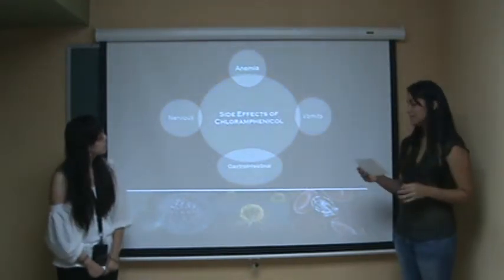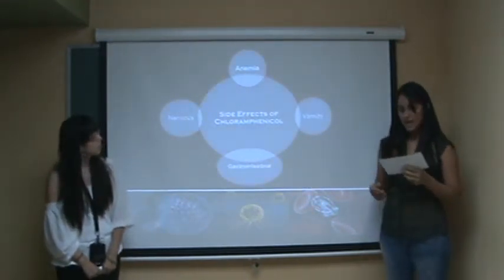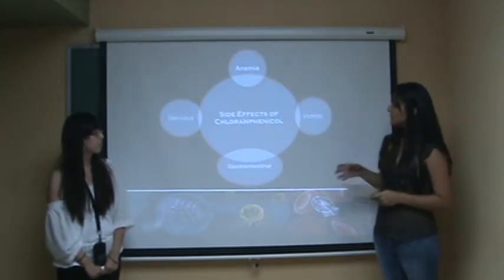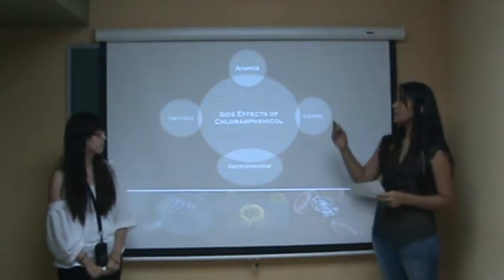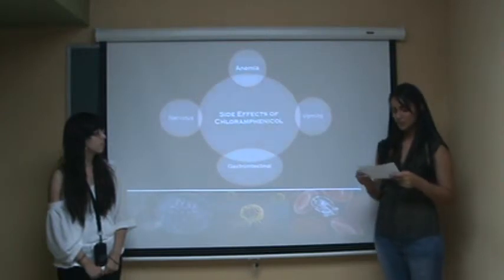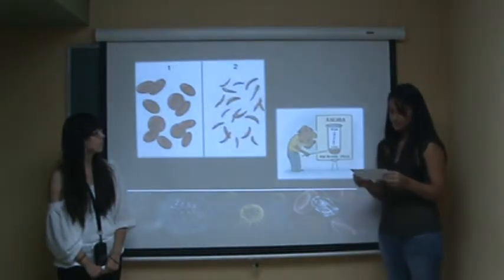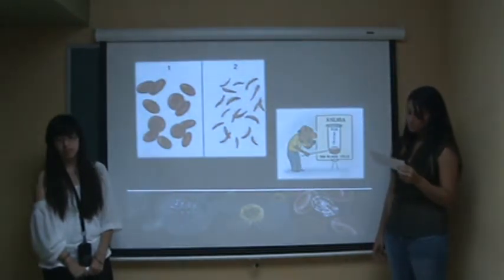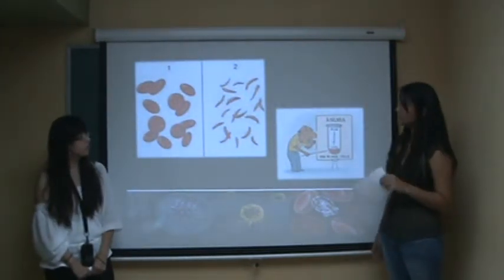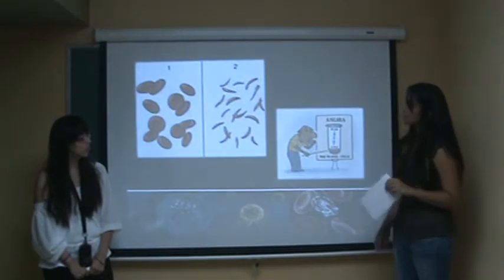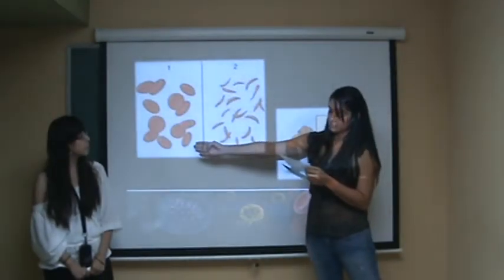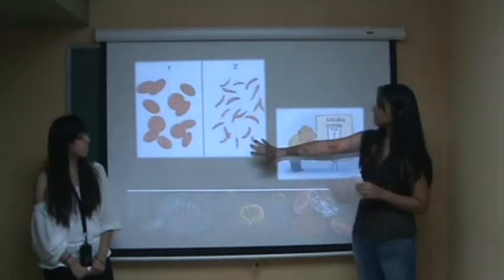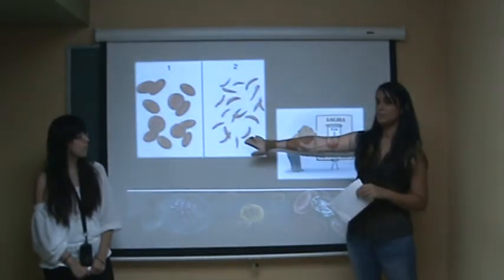Chloramphenicol, as mentioned by Keishla, is very toxic and has serious side effects such as nervousness, vomiting, gastrointestinal problems, and anemia. Anemia is a disease that lowers the level of red blood cells and platelets in the blood. This is an example of normal white blood cells compared to those seen in a person with anemia.